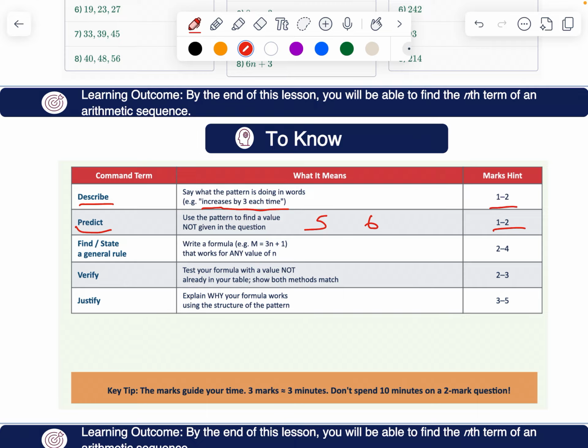Then it usually says find and state the rule. So it's usually looking for the nth term, whether that's an arithmetic sequence or a quadratic. It can be anywhere between 2 to 4 marks. Right, verify, let's not forget verify. Verify uses the numbers that you had to predict later, so 5 and 6, not the first 4, the ones that you had to predict. And when we have to justify something, you're explaining why the formula that you got works. We're going to have a little look at this today.